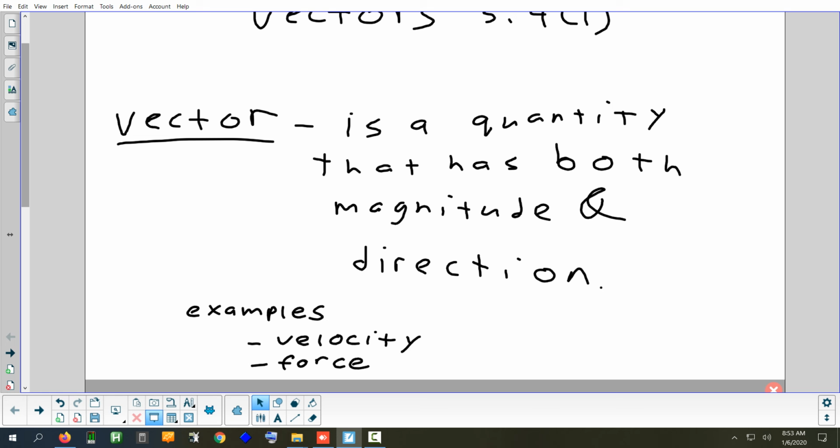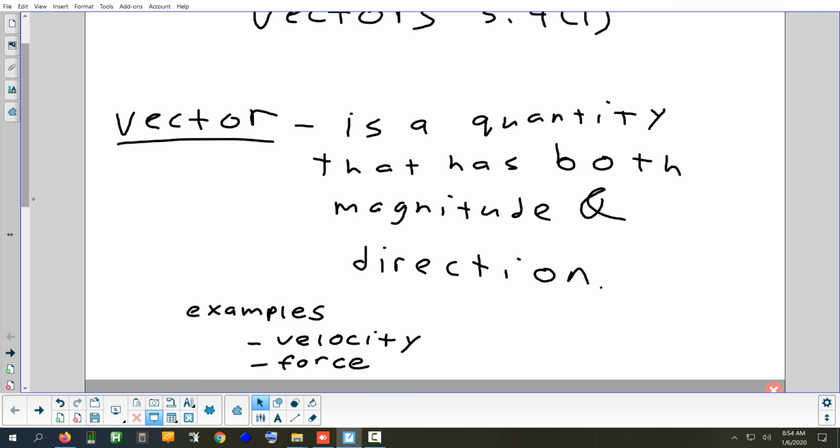Another type of vector is called a force vector. So force, like if I'm pushing on this table, I might be pushing on this table with a certain amount of force, and I'm also pushing on it in a certain way. In this case, I'm pushing down. Right? That's different than pulling up. That's a different direction of the force. So anything that has a magnitude and a direction. So for velocity, you could think of velocity as like speed, how fast something is going.